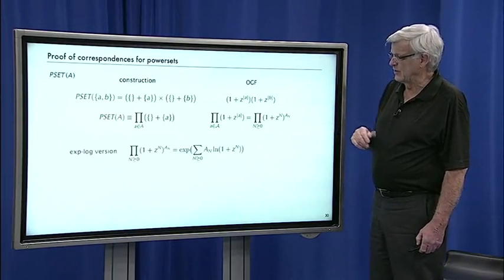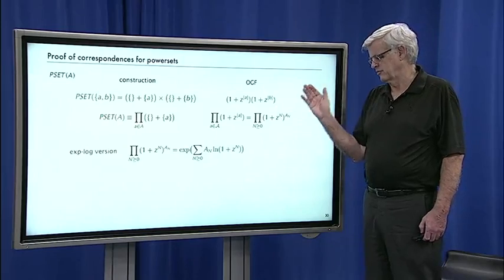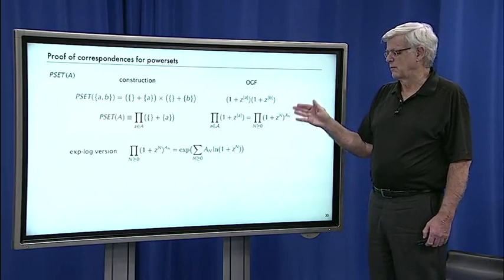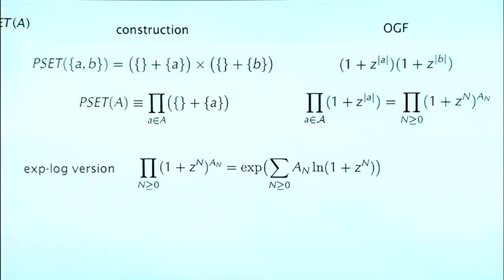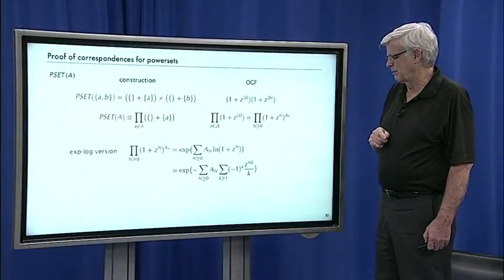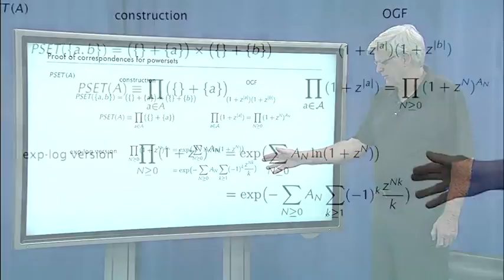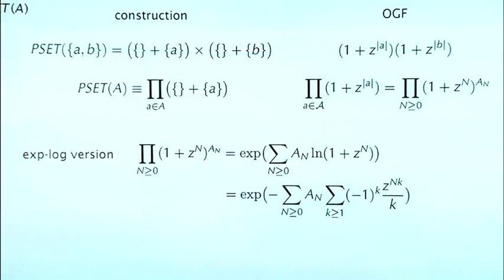Or just using exp-log, you can write that expression, the product of (1 + z^n) to the a_n power, as e to the quantity sum over n greater or equal to 0 of a_n natural log of (1 + z^n). And now if we expand the natural log of 1 plus z to the n, just by Taylor's theorem, that's the sum of minus 1 to the k, z to the nk over k, with a minus sign. So e to all that power.